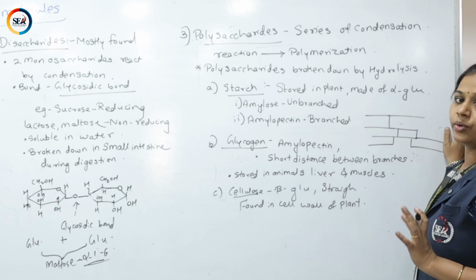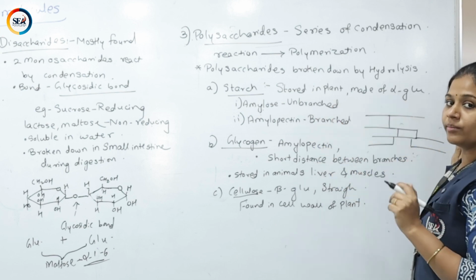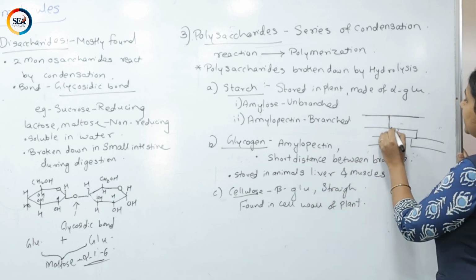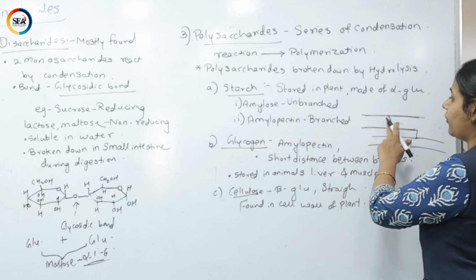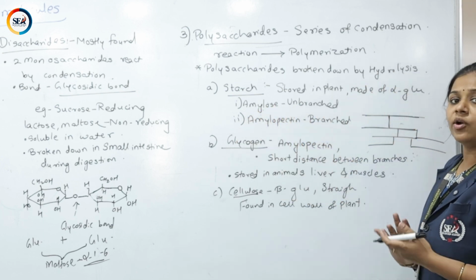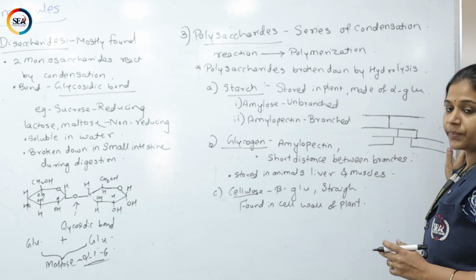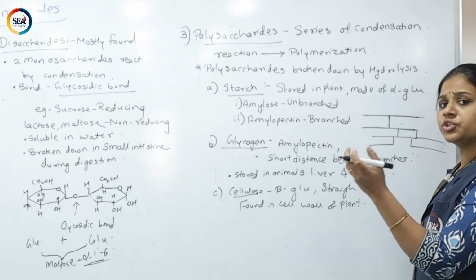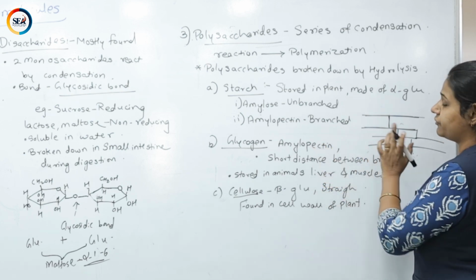Made up of alpha glucose. Starch has two forms. One is the linear form, that is the unbranched form. Another is the branched form. The linear form, which is unbranched, is called amylose, and the second is called amylopectin, which is the branched structure. Glycogen is amylopectin in nature, meaning it is always found in the branched form.